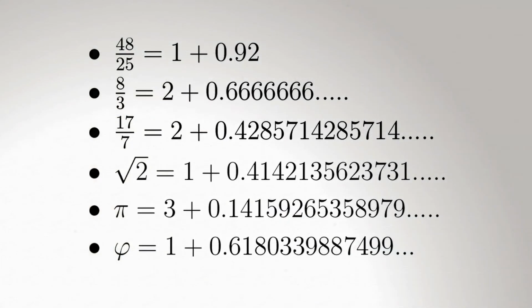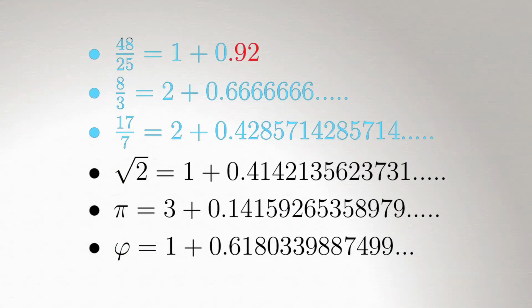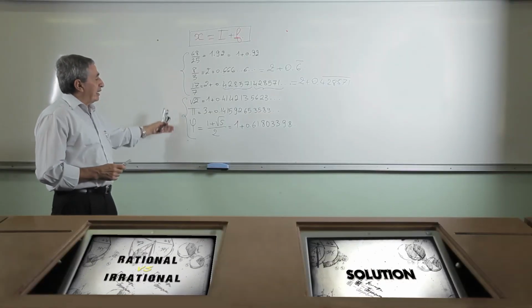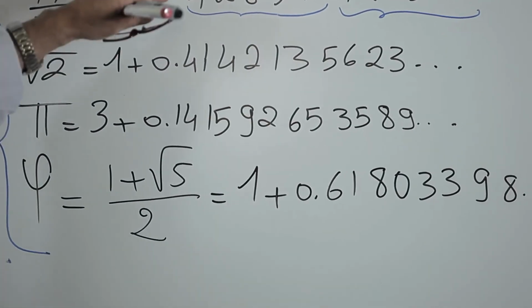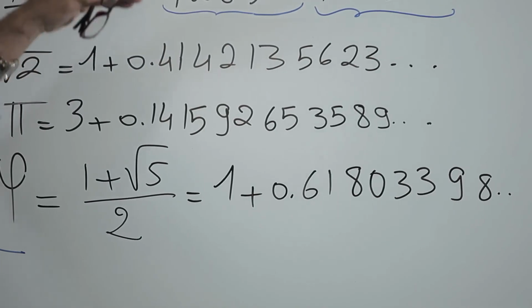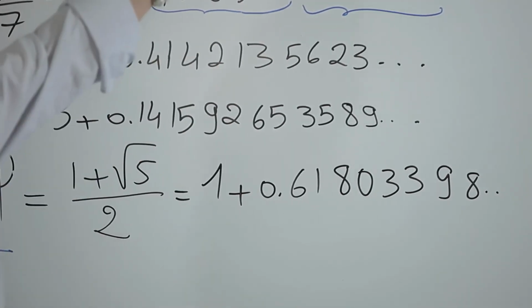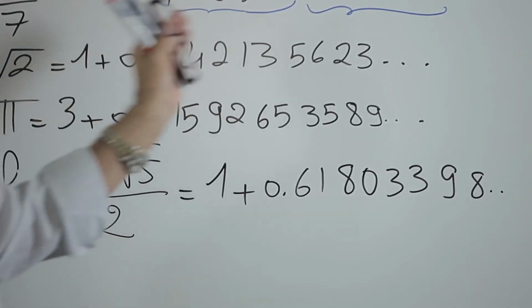Note that in the first 3 cases, the fractional part either terminates, as in 48 over 25, or is infinite, however, with a repeating pattern, as in 8 over 3 and 17 over 7. When we look into irrational numbers, then we found out that there are no fractional part that is terminating or that has a repeating pattern.